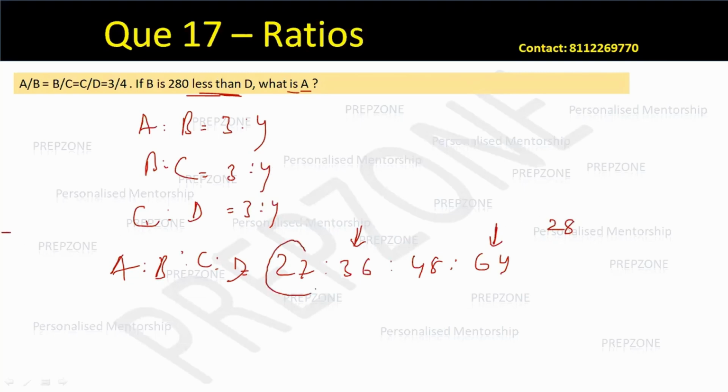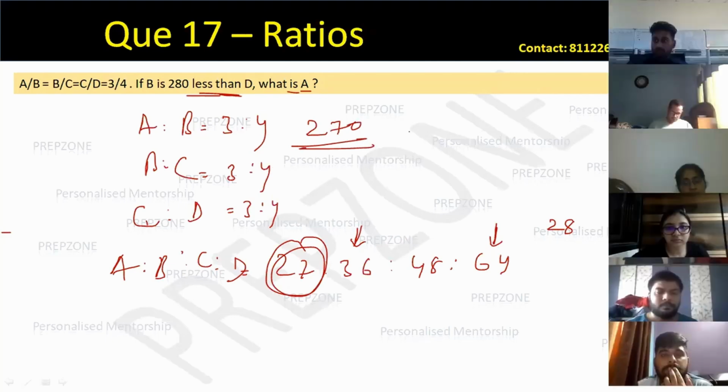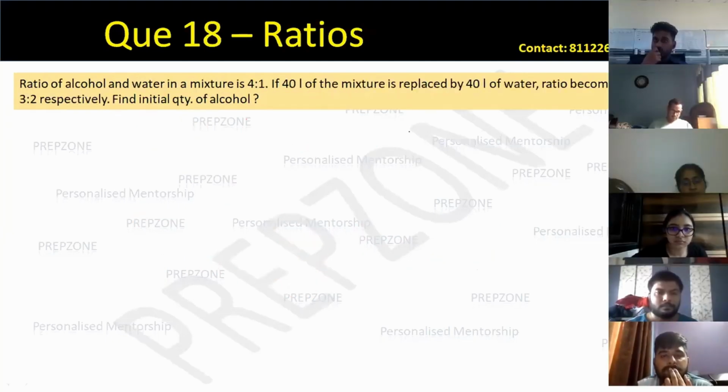Okay. So 27 is the value of A. So 27 units will basically correspond to 270. Answer is 270. So let's move on to the next question.